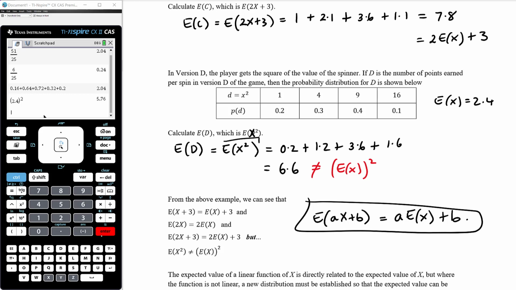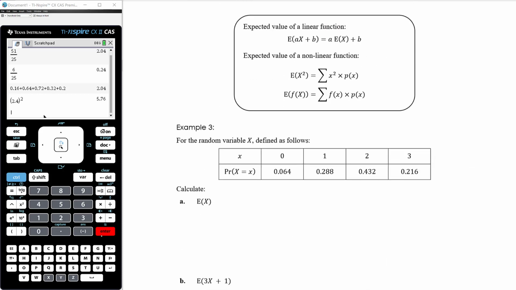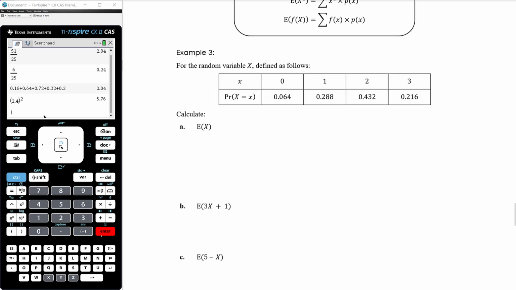Now, the expected value of x squared is something we will be working out frequently because it's part of another calculation we need in the next lesson, and we'll be doing that quite often. So it is something that we need to do. And also, if we're working out the expected value of some other function of x, we would set up a new probability distribution and do each value times each probability and sum them all together to work out the expected value. Okay, example 3. For the random variable x, defined as follows, find the expected value of x.